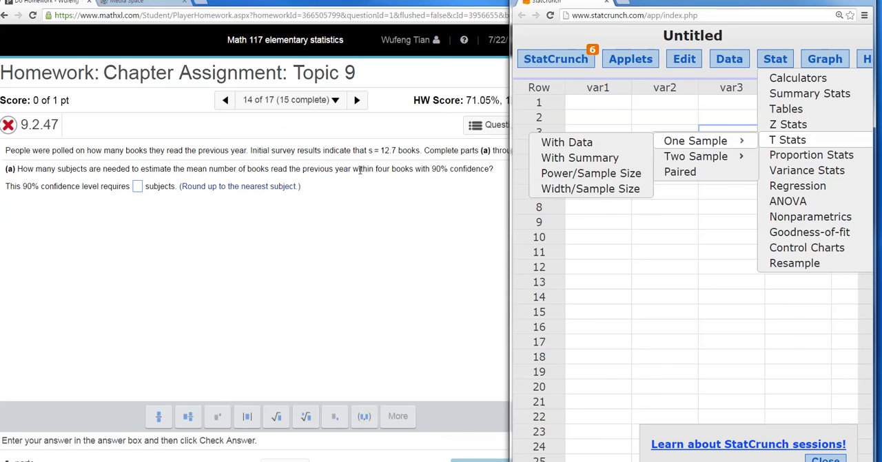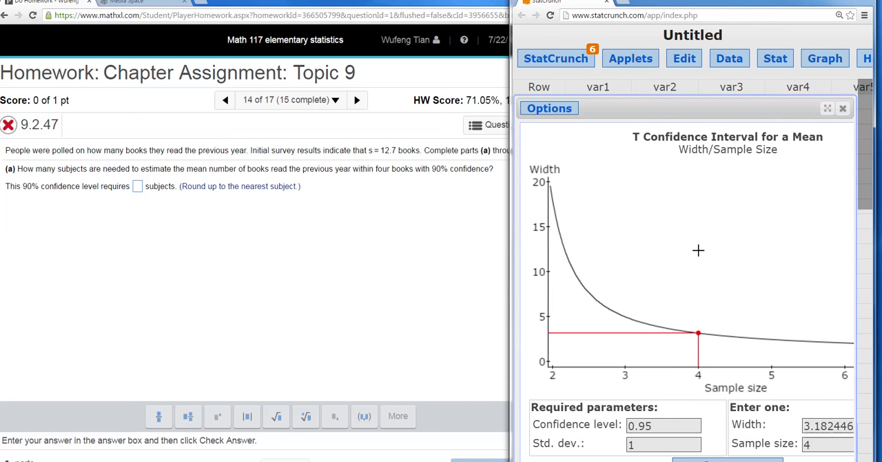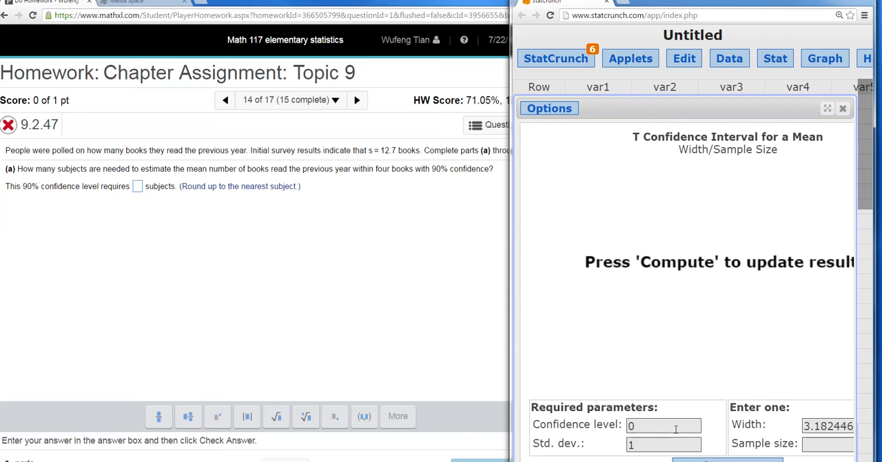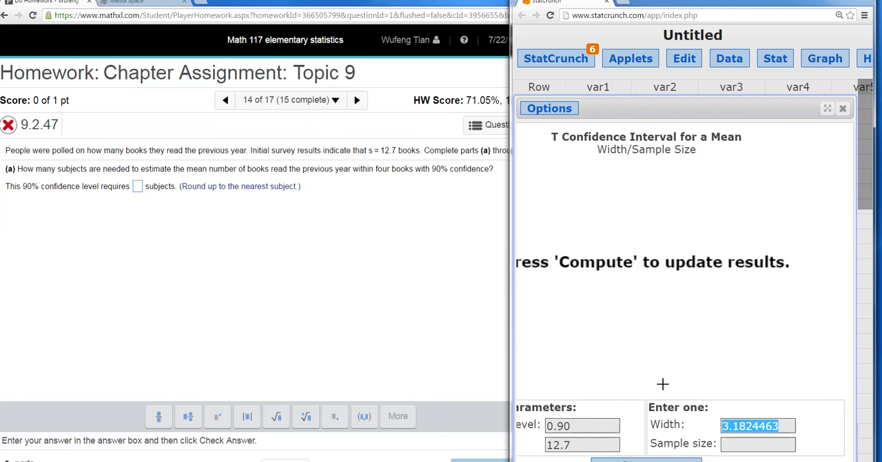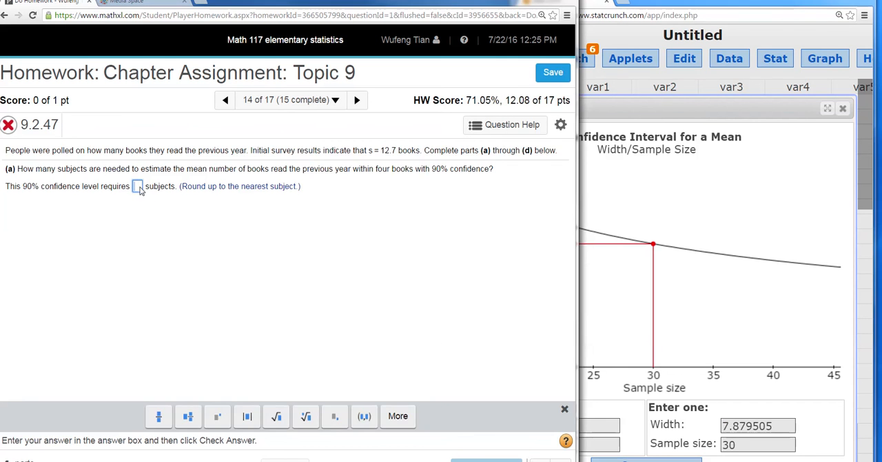It gives you within 4 books, so you can choose 4 books, and now you choose sample size. Okay. So now it's a 90% confidence interval, so it's 0.90. Standard deviation is given to you, 12.7, and within 4 books. I think the computed sample size is 30. Let's try to see if it's right.